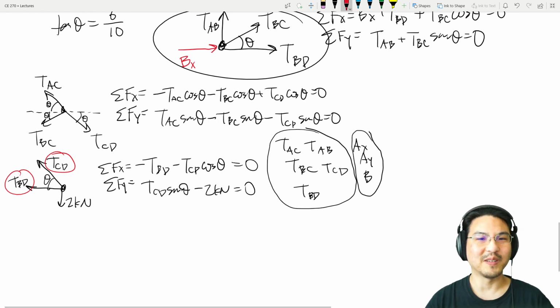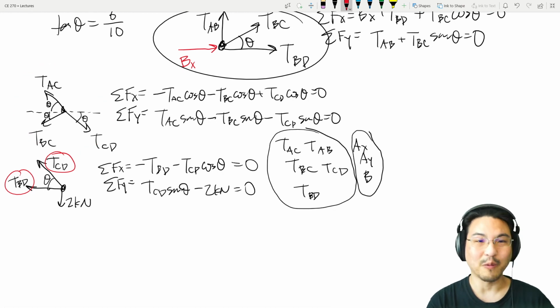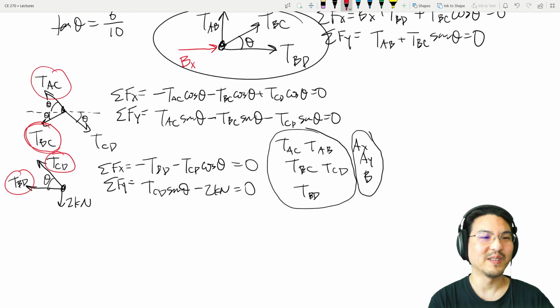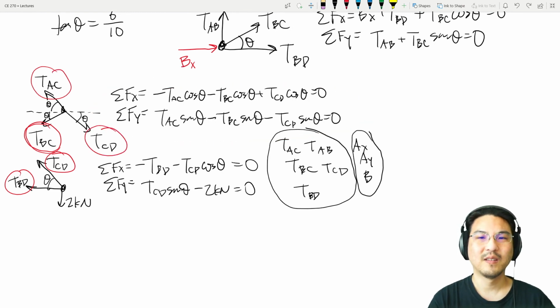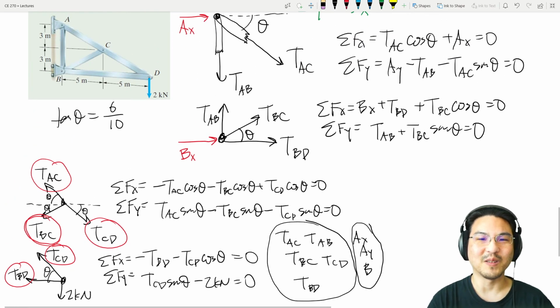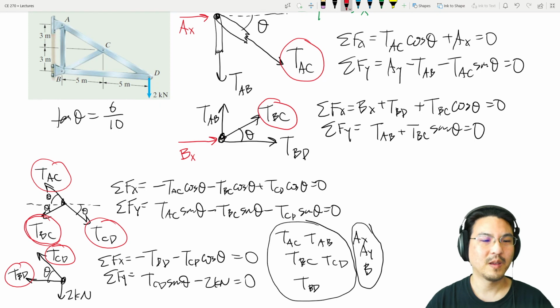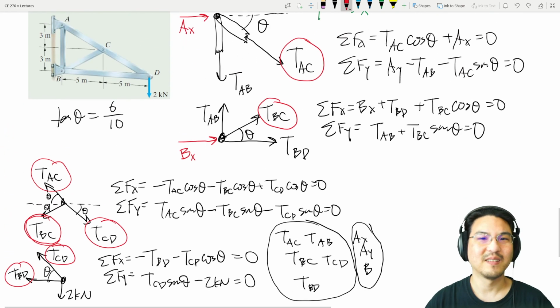And then you go on to the next one. Here has only 3 unknowns, but we just solved this one. So now there are only 2 unknowns left, here, and we have 2 equations. So then you move on to one of the others. Again, we know T_BC, which is this, T_AC, which is this, and see right here, T_BD, that's right here.